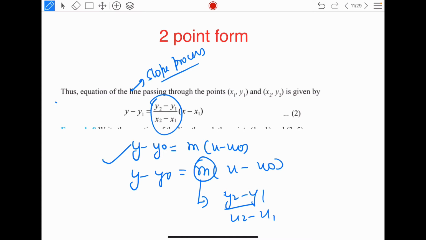You don't have to learn this. Just remember y minus y naught is equal to m times x minus x naught. For the m through 2 points, you have this formula which we discussed. That's how you'll find the m, the slope. That's it.